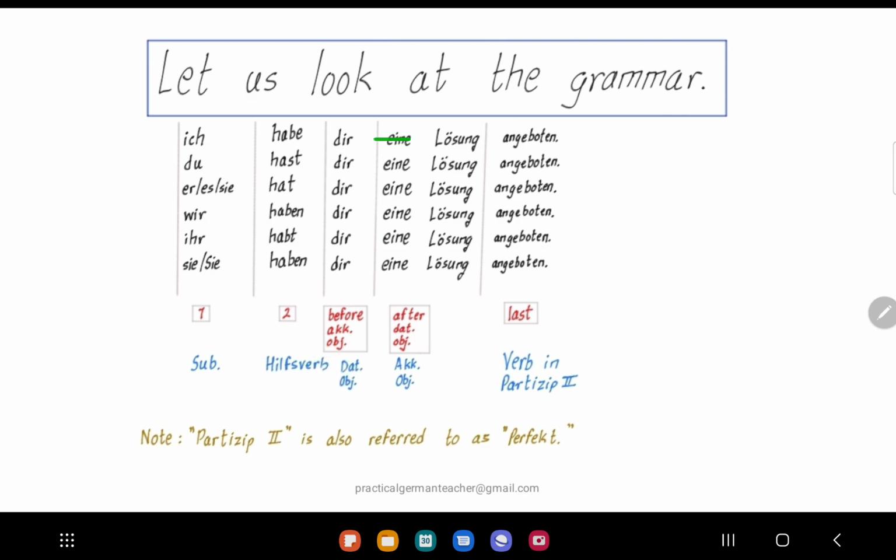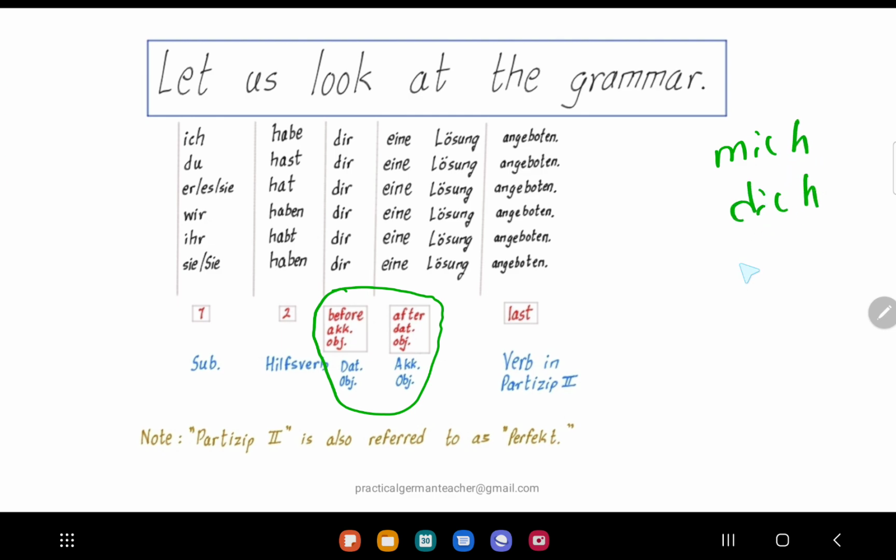Okay, helping verb. If you have a dative object and an accusative object, the dative object is before the accusative, and the accusative is after the dative. This is obvious to you. This rule holds true in almost every situation, except, okay, you don't need to know this rule, but the dative object will almost always be before the accusative object, except when the accusative object happens to be a pronoun, like mich, dich.